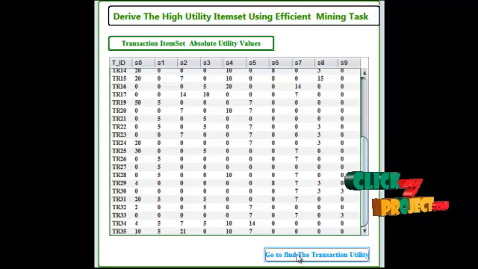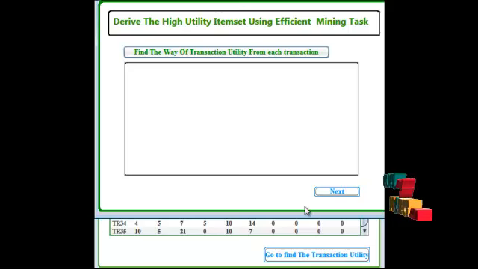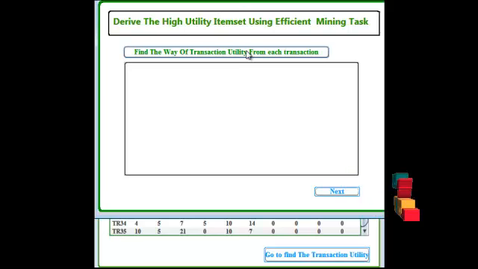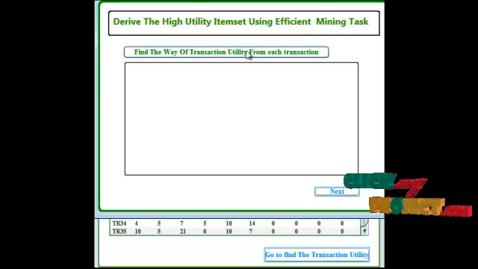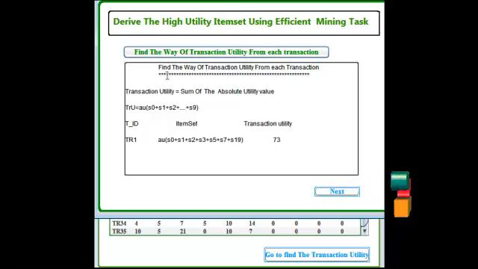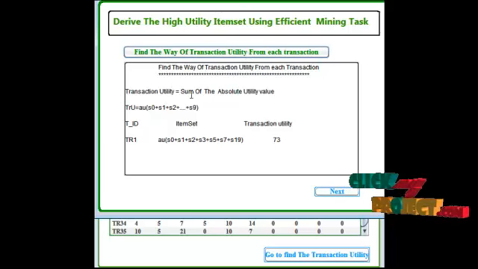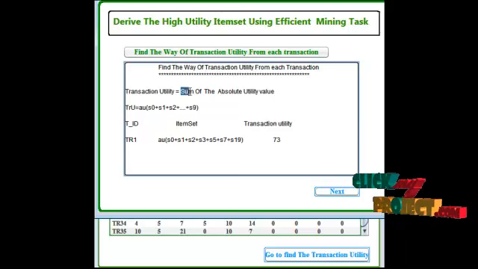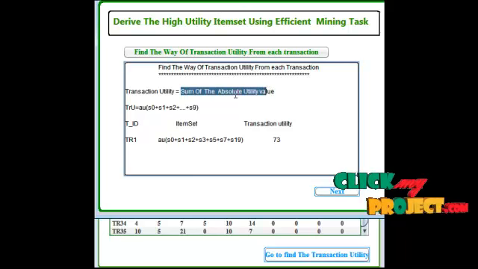So we click this button. It shows the calculation part of how to calculate the transaction utility from absolute utility. So we click here and it shows the calculation done, the utility calculation details. Here the transaction utility is derived from the sum of the absolute utility values.